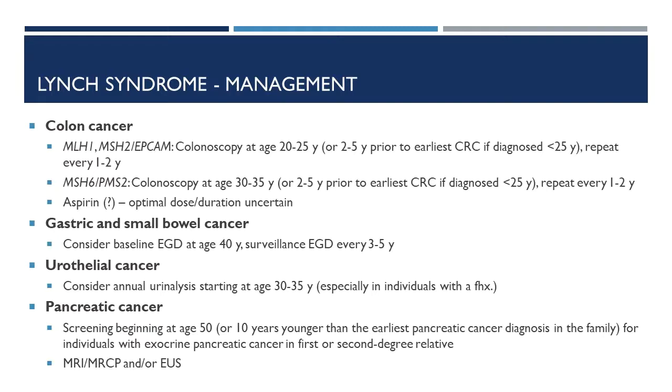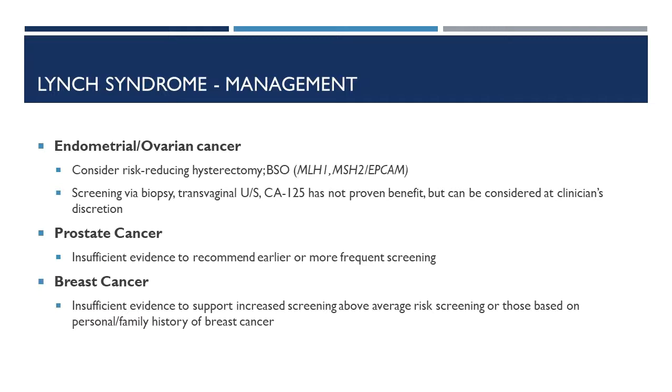Hysterectomy is a risk-reducing option that can be considered for women with Lynch syndrome. Risk-reducing bilateral salpingo-oophorectomy may also be considered. However, NCCN guidelines note that there are insufficient data to make recommendations for BSO for MSH6 and PMS2 mutation carriers, and that PMS2 mutations do not appear to have a greater than average risk for ovarian cancer.